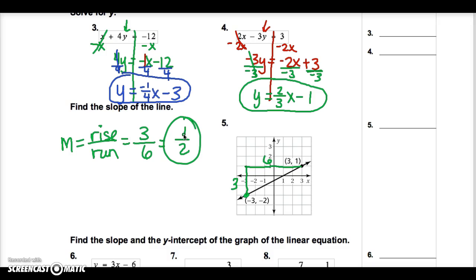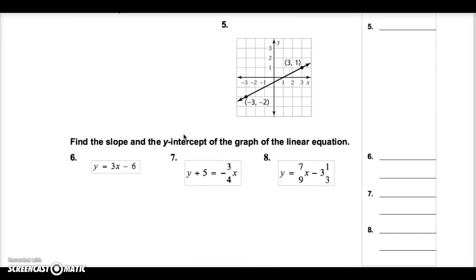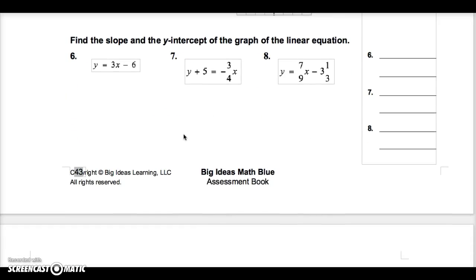All right, moving on. Down to the bottom, for 6, 7, and 8, it says find the slope and the y-intercept of these equations. So first thing I want you to make note of is anytime you have an equation and they are asking you for the slope and the y-intercept, you have to solve the equation for y first. You want it in slope-intercept form, which remember looks like this, y equals mx plus b. Okay? But I first have to make sure it's solved for y.